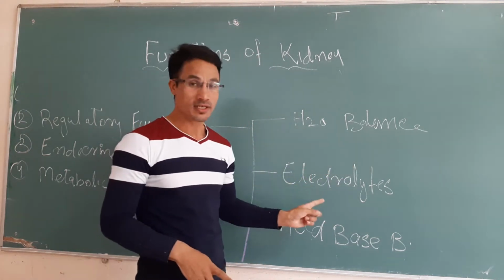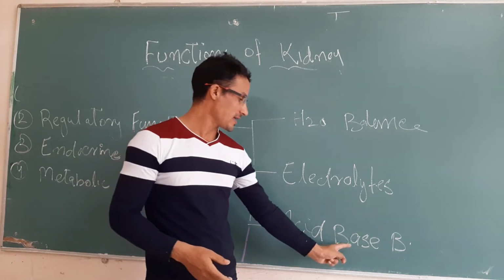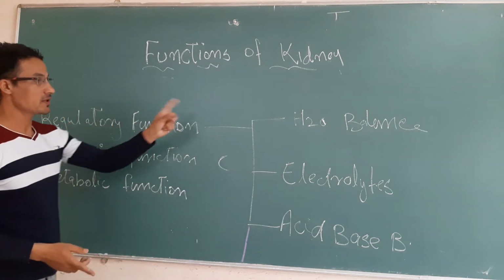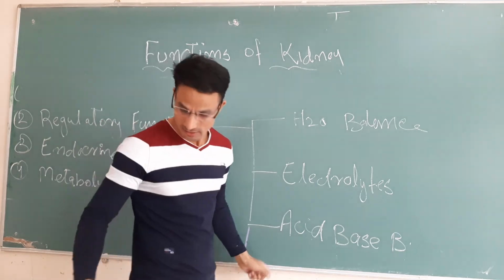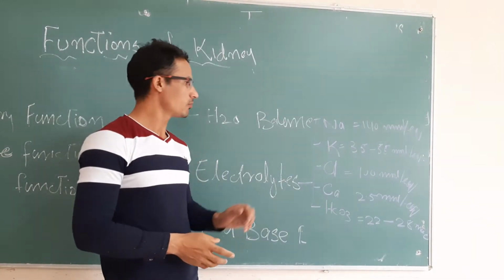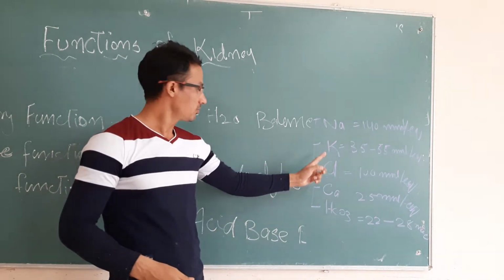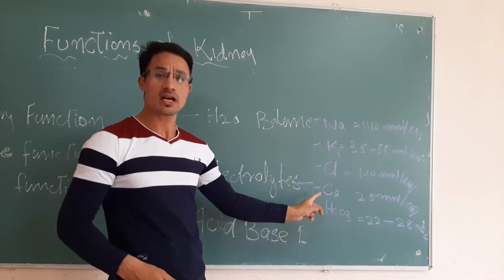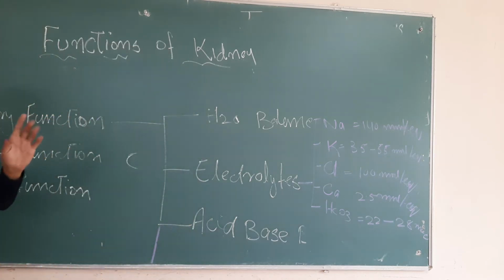And second, it helps with the electrolytes. And the third function, acid-base balance. This was about the regulatory function. First one is the water balance and electrolytes. What are the electrolytes? There are a lot of electrolytes present in the body. The most important electrolytes are sodium, potassium, chlorides, calcium, and bicarbonate. These are the important electrolytes which are regulated by the kidney.